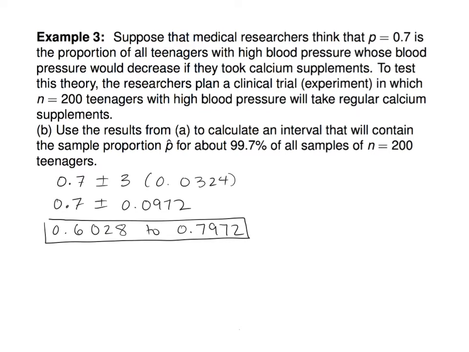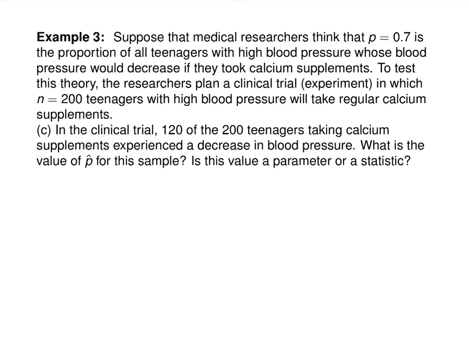So if you take many samples of 200 and you compute the proportion who experience a decrease in blood pressure from taking calcium, you would expect to see values between 0.6 and about 0.8 almost all the time. In the clinical trial, 120 of the 200 teenagers taking calcium supplements experienced a decrease in blood pressure. What is the value of p hat for this sample? Well, in this case, p hat is 120 out of 200, which is 0.6.